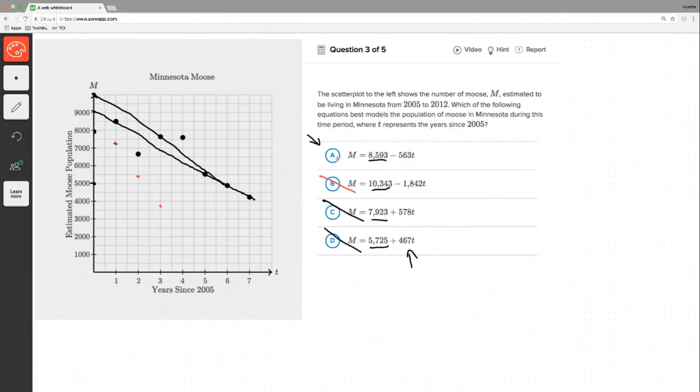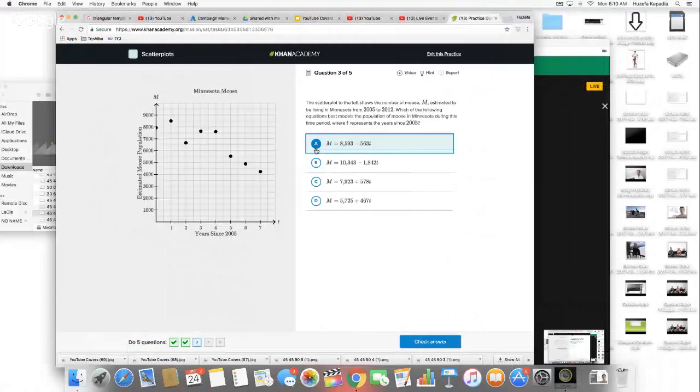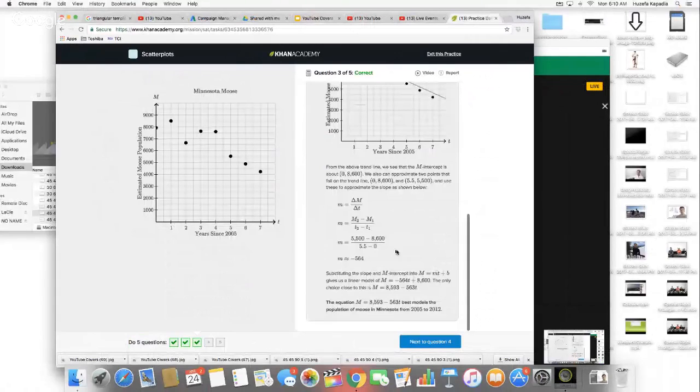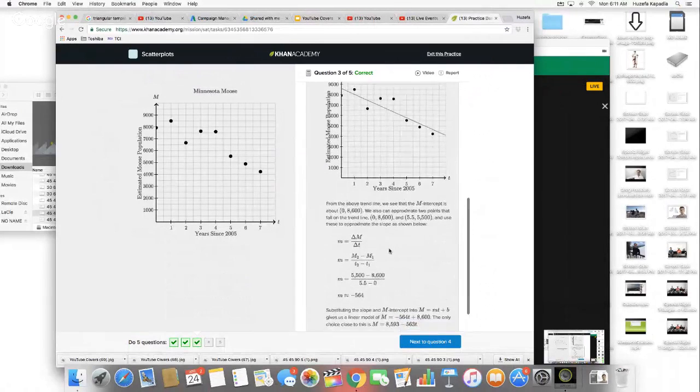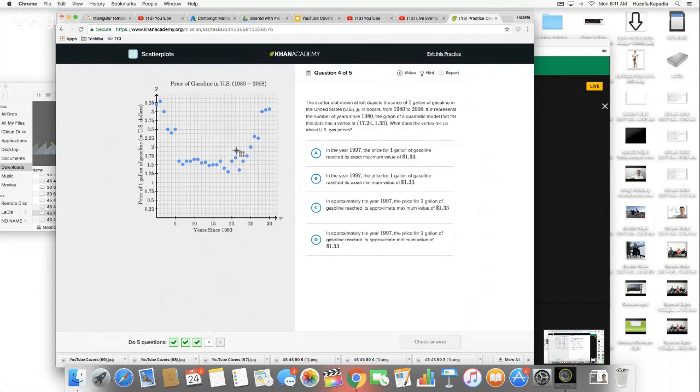I'm gonna go with A, even though it's not perfect. I think A is gonna be our best choice. All right, let's give it a shot here. I also want to read their explanation. Yeah, also they actually chose two nice points. Look at their line of best fit. They did have it at 8,500, and they have a gentler slope than what I drew, so it makes more sense. But you can get the idea. You can still make a pretty good presumption about it and get it correct, even if your graph isn't totally perfect. Okay, question four.